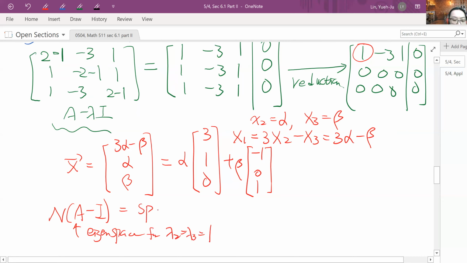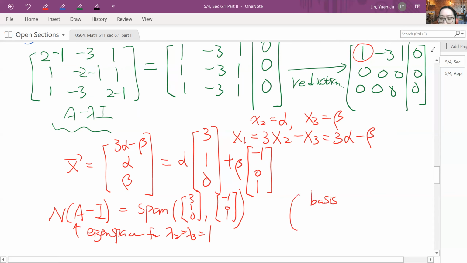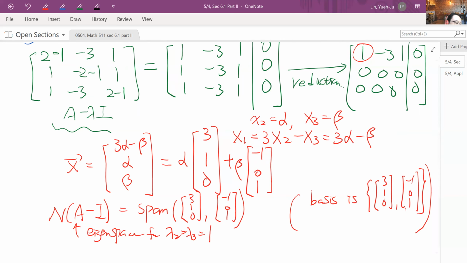So depends on how you want to express it. You can tell me what it looks like in terms of the span. This is the span of these 2 vectors because any eigenvector or any solution in the null space looks like a linear combination of these 2 vectors. Or alternatively, if I'm asking for the basis, then the basis consists of these 2 vectors. So you can see that in this case, my eigenspace is a 2-dimensional subspace because you have 2 vectors as bases, right?